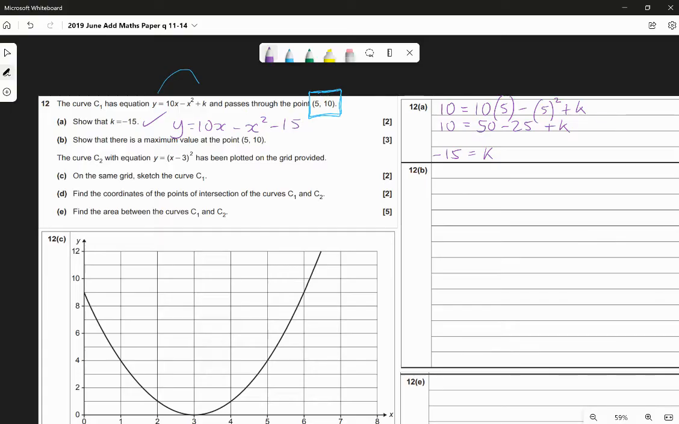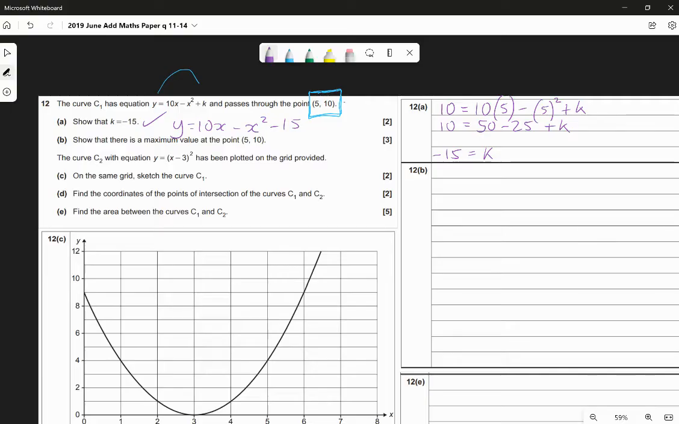Okay. Part B, show that there is a maximum value at the point (5, 10). Okay, we're given the point (5, 10). We now have to show that there's a maximum at that point. There are different ways of finding the maximum. For a quadratic, we could find the maximum point because that's the vertex by completing the square. That's not necessarily that easy for this. I would prefer in this case, because this is a negative quadratic, I might get some errors with my algebra with negatives. I'll probably use differentiation.